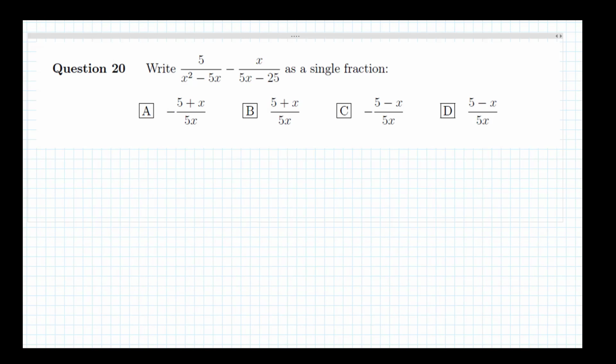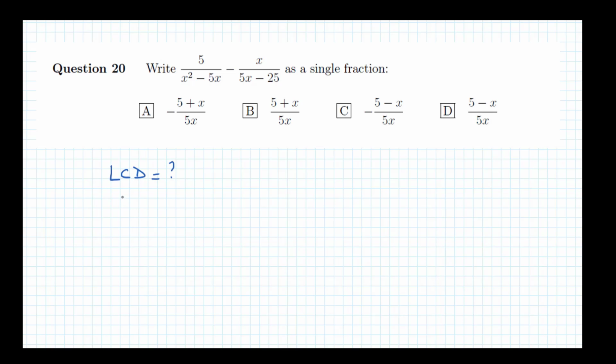And the last question, we want to write 5 divided by x squared minus 5x minus x over 5x minus 25 as a single fraction. You know that to make the difference between two fractions, we should have the same denominator. So let's begin first by computing the least common denominator. We know that x squared minus 5x could be written in the form of x times x minus 5, since x is a common factor here.